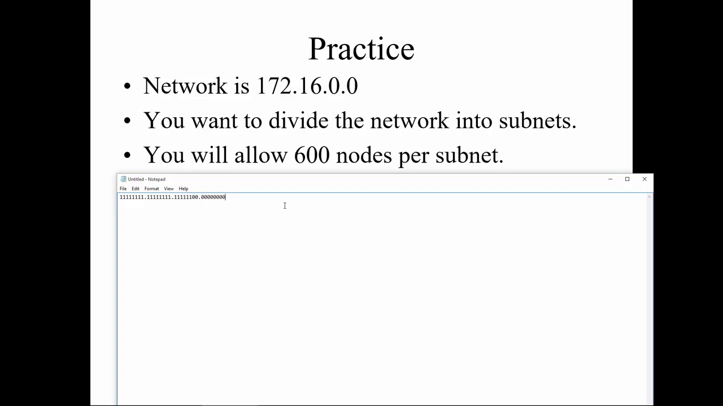Realistically, we're going to have a few hundred left over because we were at a toss-up between 512 and 1024. We need 600, so 512 is too small. 1024 is too big, but I would rather have more than not enough.